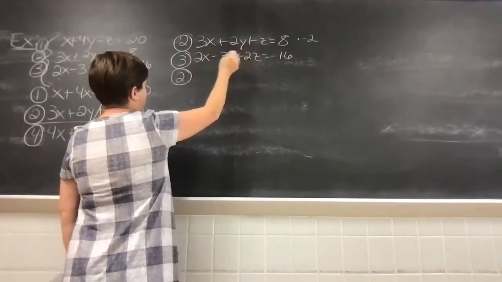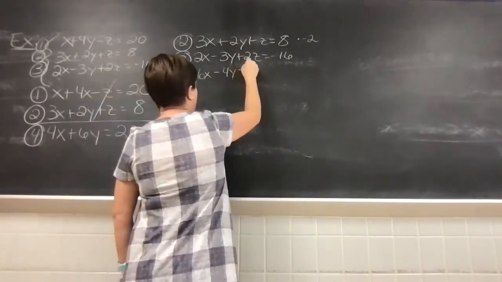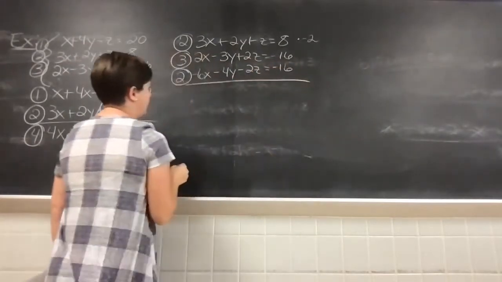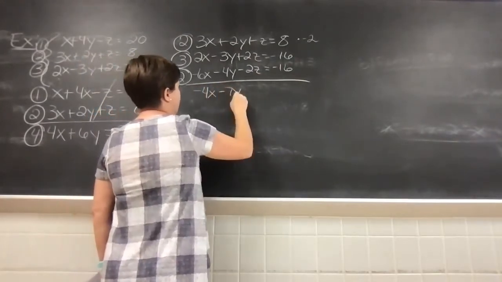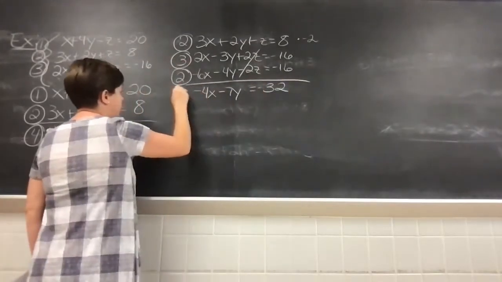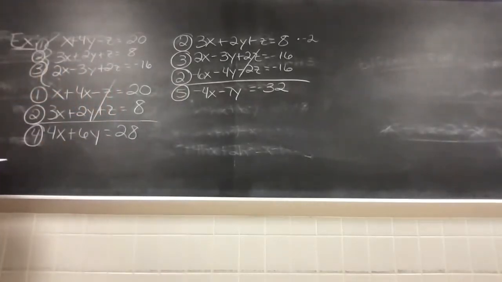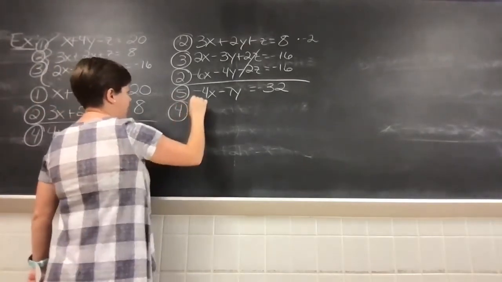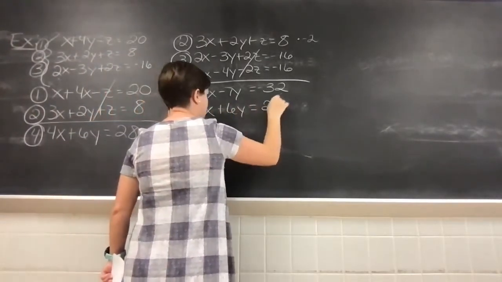So negative 2 times everything in equation 2 would give me a negative 6x minus 4y minus 2z equals a negative 16. Add them together and I get a minus 4x minus 7y, my z's go away, equals a negative 32. And this is equation number 5. So I'm going to write equation number 4 over here so we can look at it. We have 4x plus 6y equals 28.